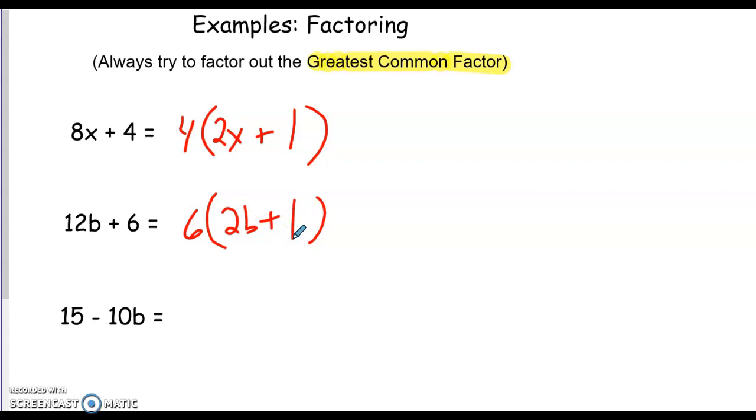All right. Now, 15 minus 10b, what goes into both of those? Well, it looks like 5 does. I'm going to factor that 5 out. 5 times what equals 15? 5 times 3. Don't forget to bring that minus sign over. And 5 times what equals 10b? 2b. Okay? So we took the greatest common factor out, created an equivalent expression that has parentheses.